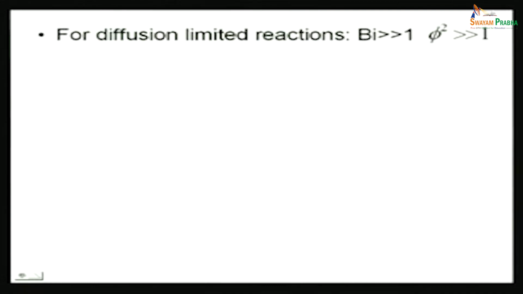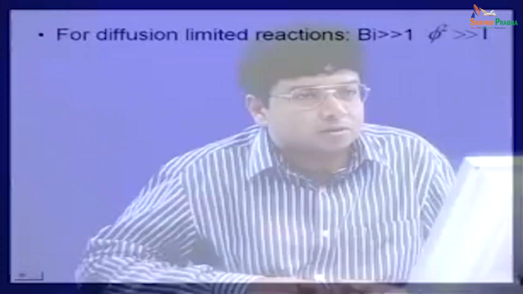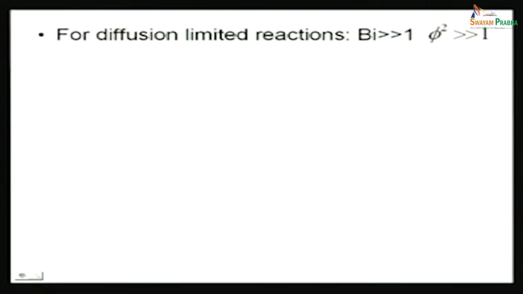So, Biot number much greater than 1 and phi square much greater than 1. So, you have to tell me very quickly. I already gave you the definitions of both. So, you have to tell me in this case which one is the limiting one, it is already written. But you have to show which out of the 3 processes Td, Tm and Tr is the limiting one.